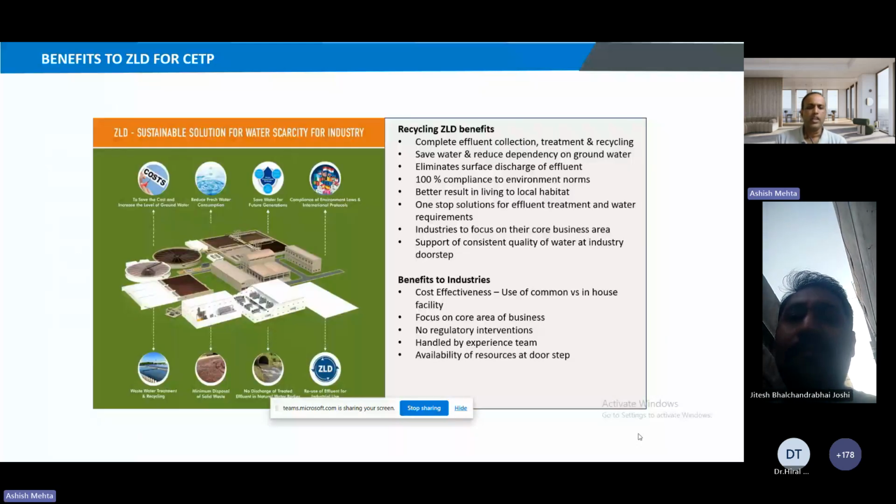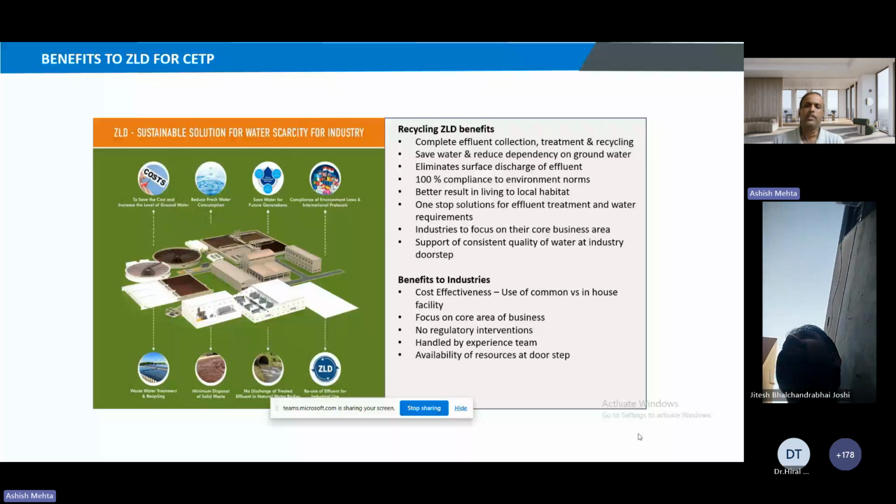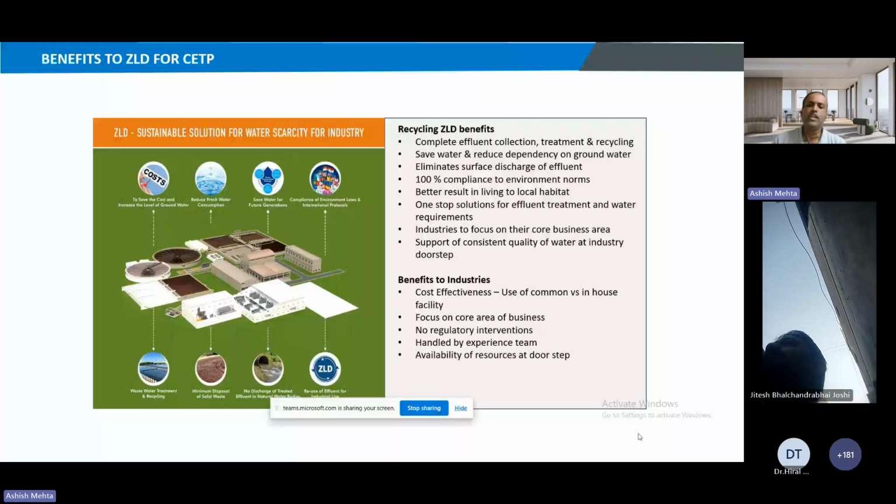The important thing which I would like to highlight here is that for small units or a single unit, achieving this compliance is very difficult, because they have lesser experience and lesser technical understanding. They don't have necessary resources. They couldn't focus on their core business, and there are issues related to cost effectiveness.